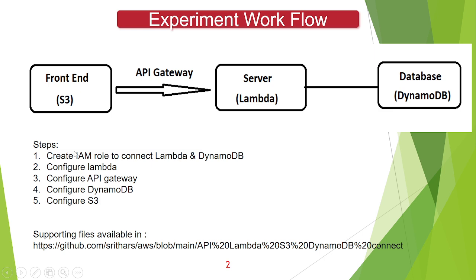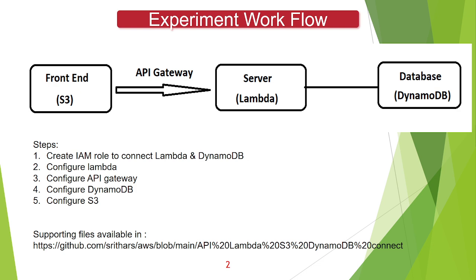So these are the steps to be followed. First, I should create an IAM role to connect Lambda and DynamoDB. Then next, configuring Lambda, API Gateway, DynamoDB, and S3. So let's see all the things in a demonstration.